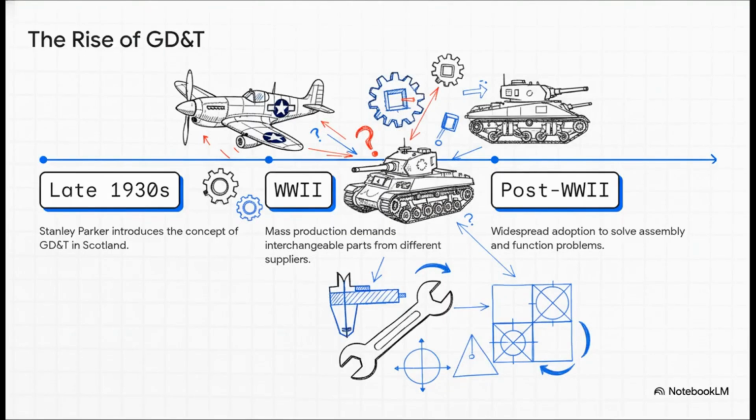The idea actually started brewing back in the late 1930s, but it was World War II that really lit a fire under it. All of a sudden, you had factories scattered all over the globe, all trying to churn out interchangeable parts for things like tanks and planes. And when a wing section made in Canada wouldn't fit a fuselage made in the UK, it wasn't just a small headache, it was a strategic disaster that could literally cost lives. They needed a foolproof system, and they needed it yesterday. GD&T became the answer to all that chaos.